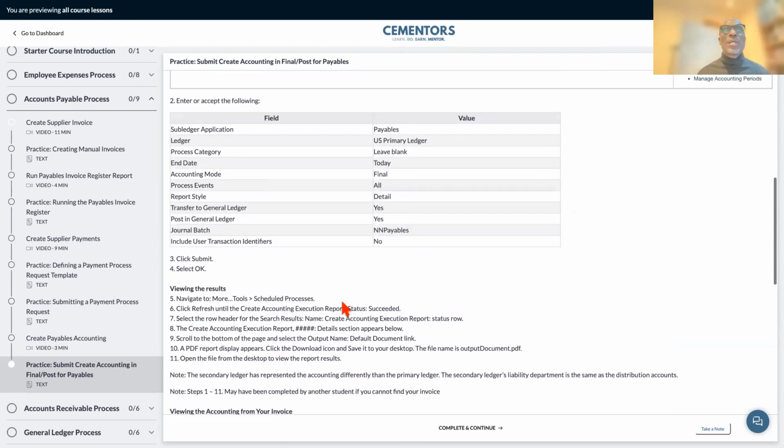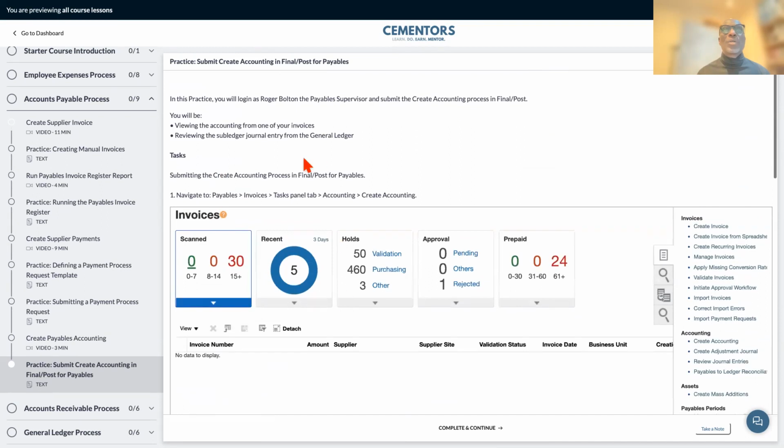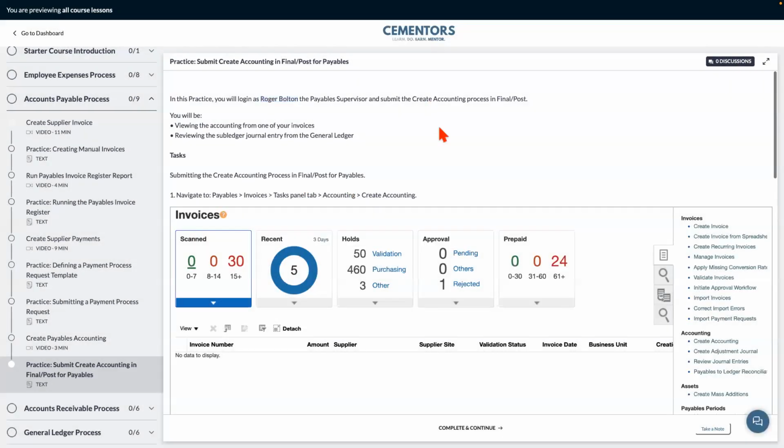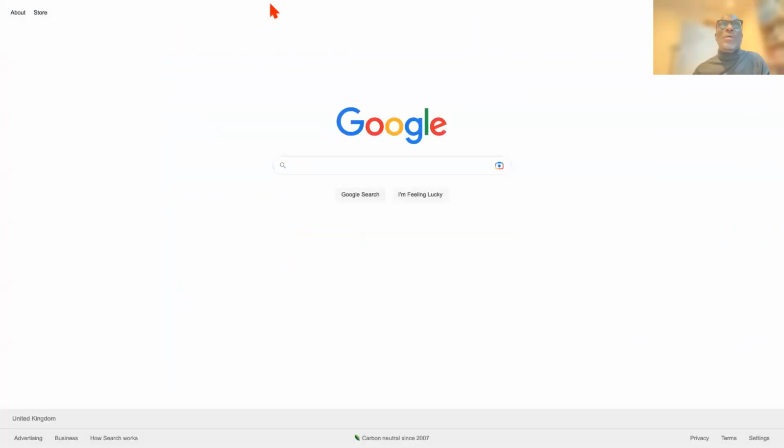Oh, that's interesting. So who did you log in as? Roger Bolton. So I don't know if I made a mistake. I went in there to see what I could. Okay, that's interesting. Let me just check. So if I go into, we're using 90.